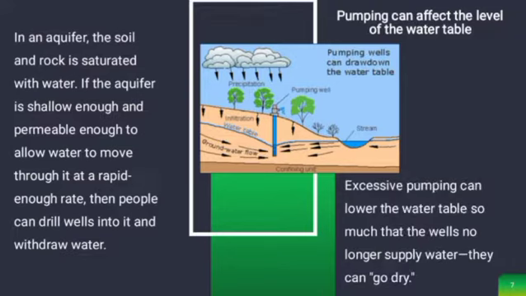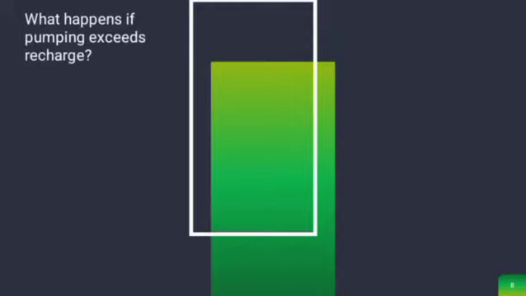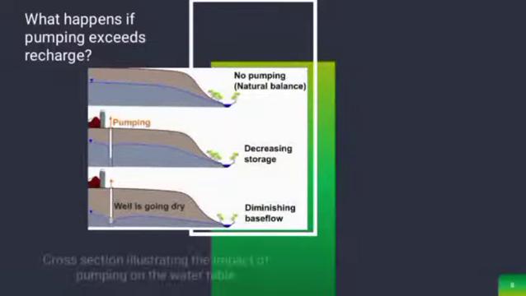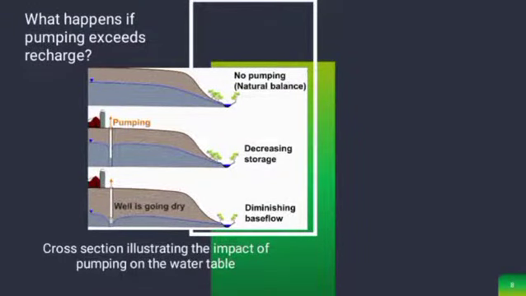Therefore, excessive pumping can lower the water table so much that the wells no longer supply water; they can go dry. What happens if pumping exceeds discharge? As water is pumped from an aquifer, there is a great amount of water extracted from groundwater storage. If recharge remains the same, there is a reduction in the amount of water available to discharge into the natural environment. Hence, it is important that the rate of pumping remains smaller than the amount of recharge to the system.